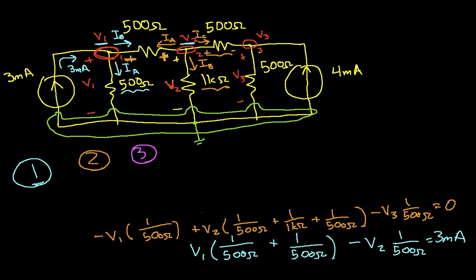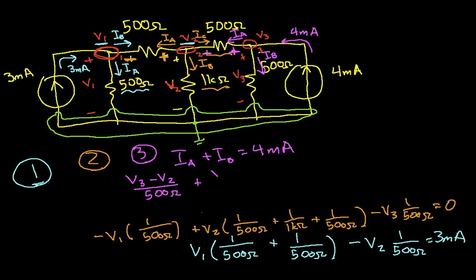Okay, so I will look at this and say I've got 4 milliamps coming in from my source, and then I'll define a current IA leaving node 3 to the left, and IB leaving node 3 down. And we can say then that IA plus IB is equal to 4 milliamps. Well, IA is going to be the current through the 500 ohm resistor with this orientation. The voltage across the resistor would be V3 minus V2, and I divide by 500 ohms, plus IB, that's going to be V3 over 500 ohms. And this is equal to 4 milliamps.